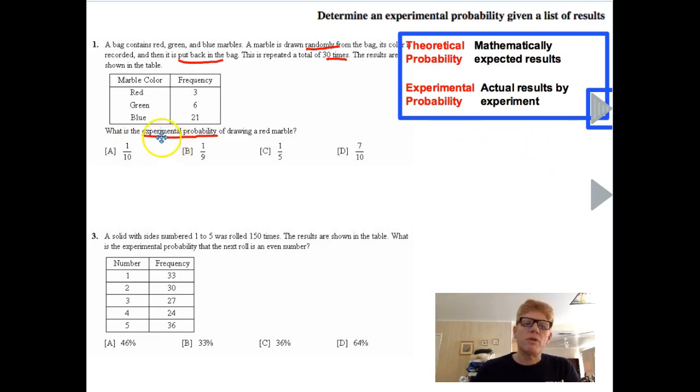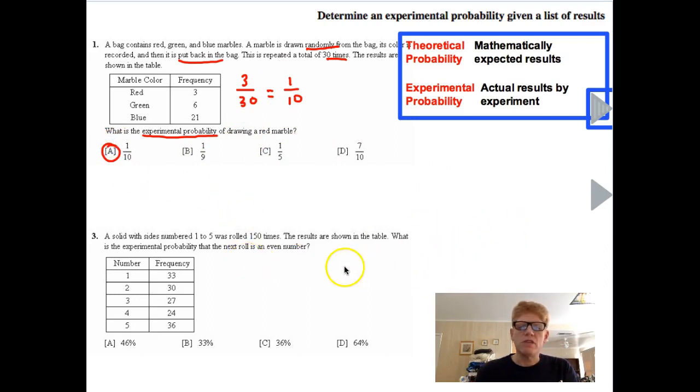What is the experimental probability of drawing a red marble? Well, it's been given to us that the experimental probability of drawing a red marble is 3 out of the total of 30. So we know that the experiment was repeated 30 times. Out of the 30 times, we got it 3 times. And that can be simplified, of course, because you notice that 3/30 isn't down here. That can be simplified to 1/10. So the experimental probability of drawing a red marble is 1/10, or letter A.